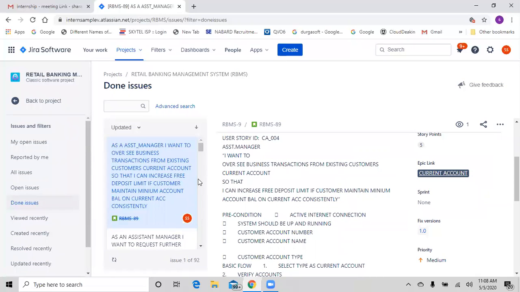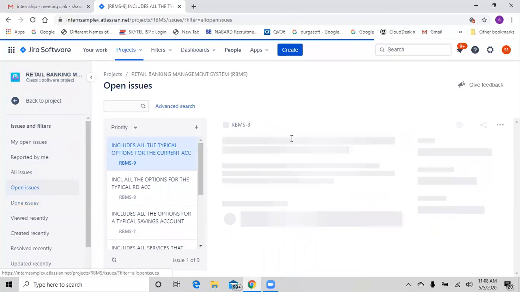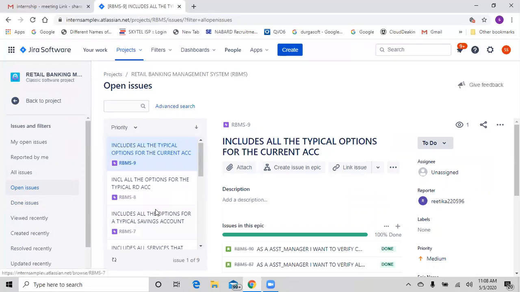Anyways, so 92 issues are there. All the 92 issues are completed. Yes. And open issues are 9. Once you click on open issues, we will check whether any user stories are pending there or only the epics that we have here. Okay, all are violet colors, right? Yes. Violet color represents the epic, right? Yeah. Okay.